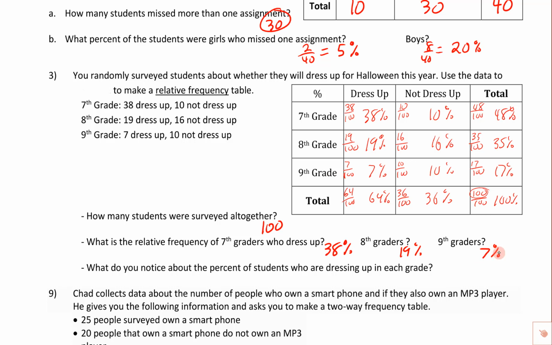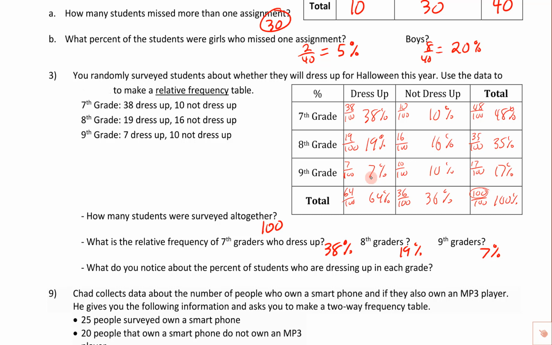Now, this is something that may not be perfectly obvious as to what goes on here. It says, what do you notice about the percent of students who are dressing up in each grade? Now, the numbers definitely were going down, but they were both going down, at least here. They went up a little bit in the do not dress category, and then they went down. We didn't survey as many 9th graders, so we would expect these numbers to be smaller, but this is a huge drop-off. We went from 38% to 19% to 7%.